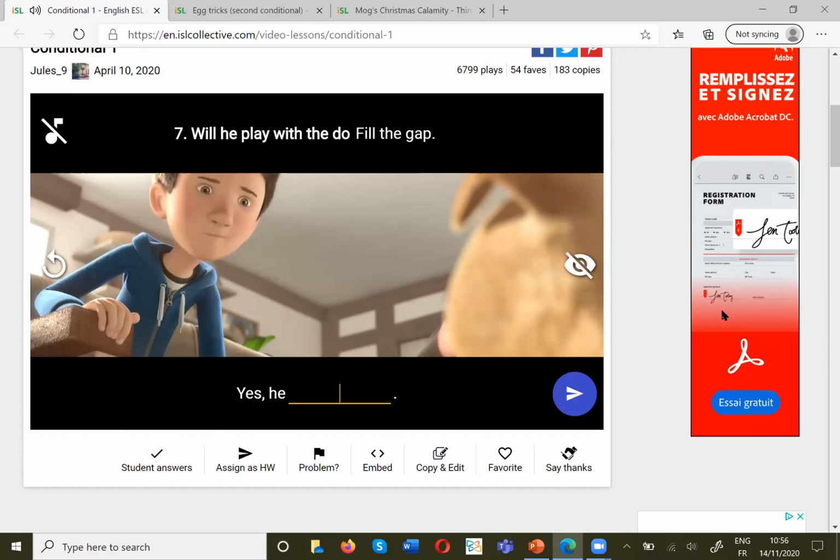Natalie. Will he play with the dog? Yes, he plays with it? No, cannot, because it's a short answer. Yes, he plays, cannot. You need the same auxiliary verb.